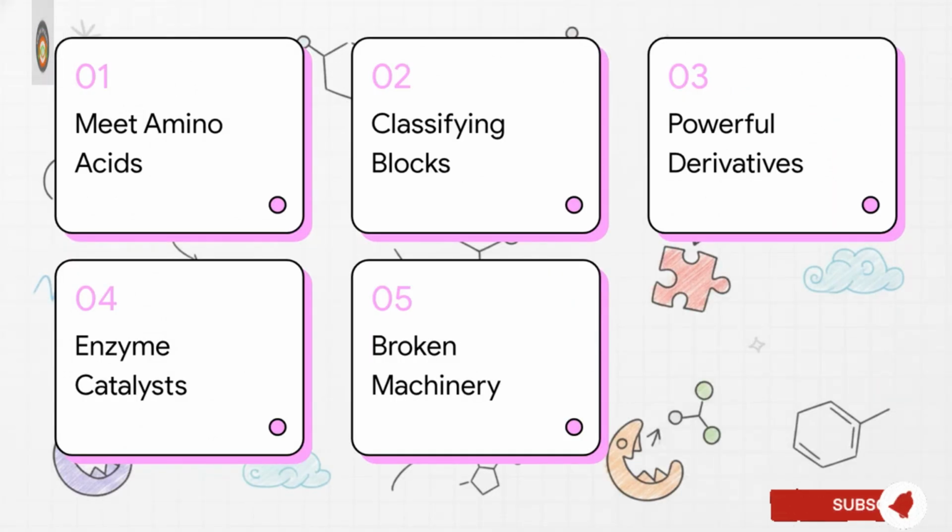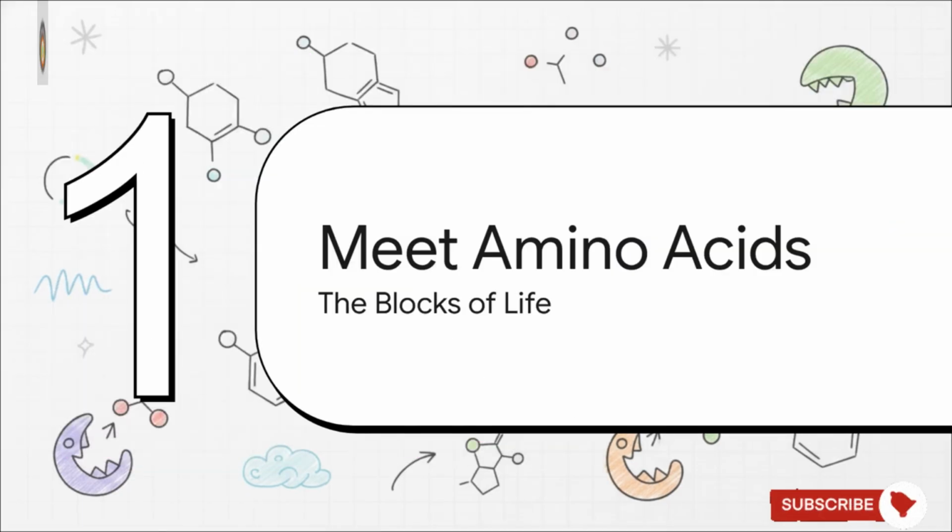Okay, let's dive right into this. Here is our roadmap for today. First up, we'll meet the amino acids. Second, we'll classify these building blocks. Third, we'll look at their powerful derivatives. Fourth, we'll introduce enzyme catalysts. And finally, number 5, we'll look at what happens when this biochemical machinery breaks. Let's get started. Section 1.